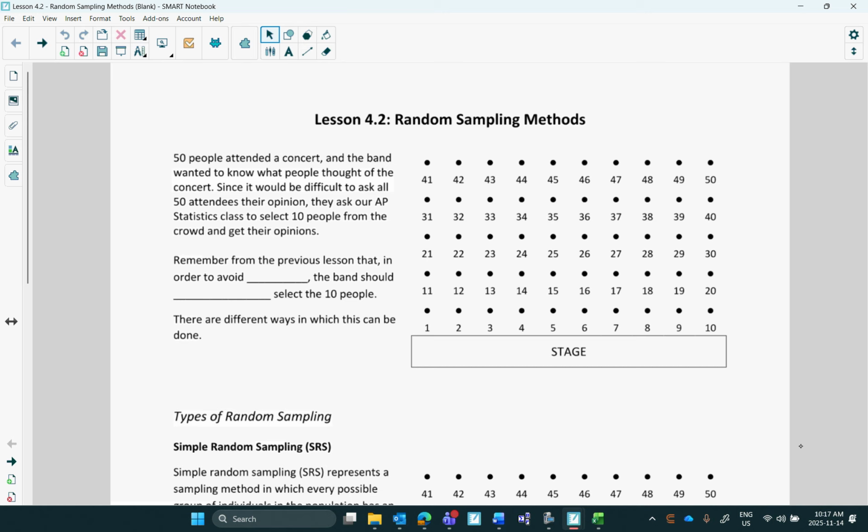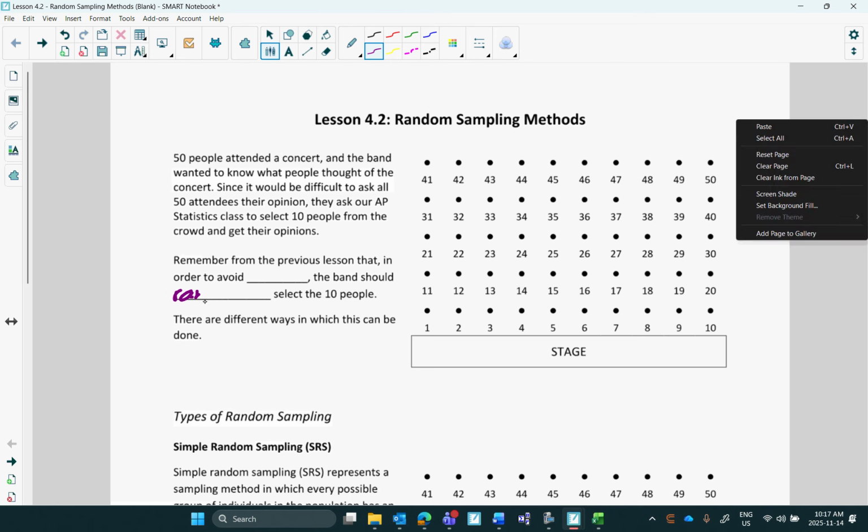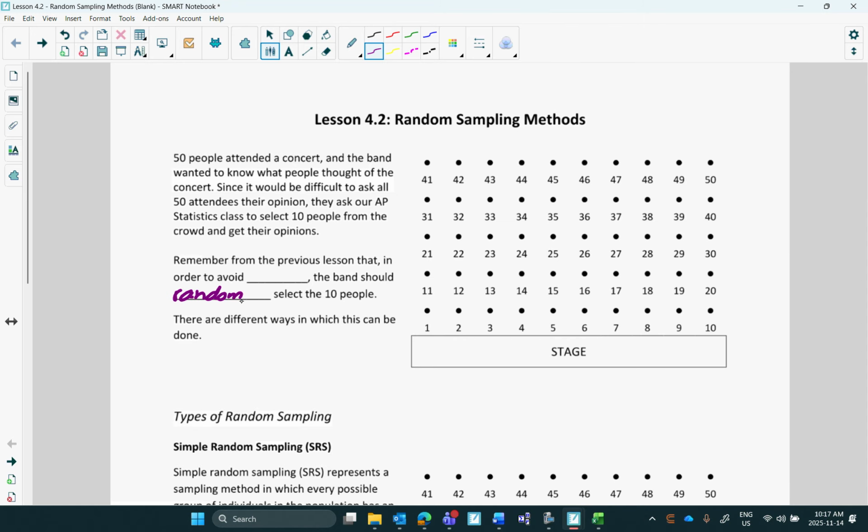Okay, and then come up with a general opinion. So remember from the last lesson, we want to randomly select the 10 people, because doing this avoids, what's that word that we used? Bias.